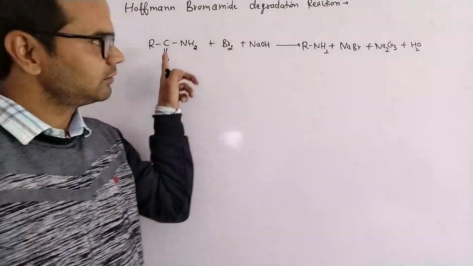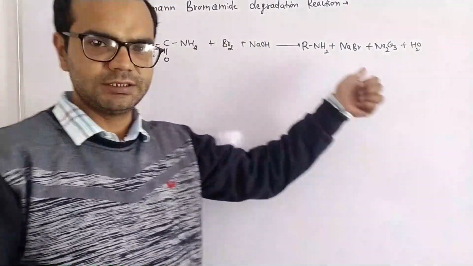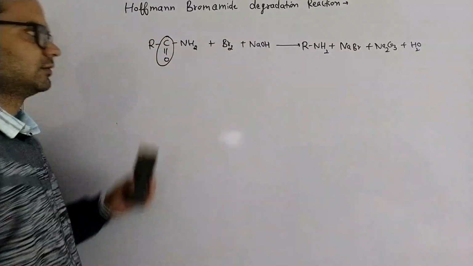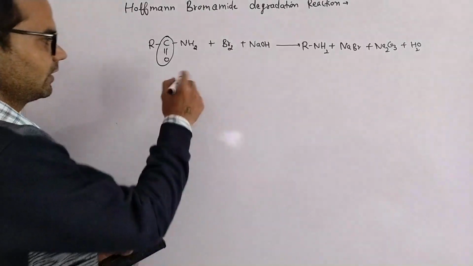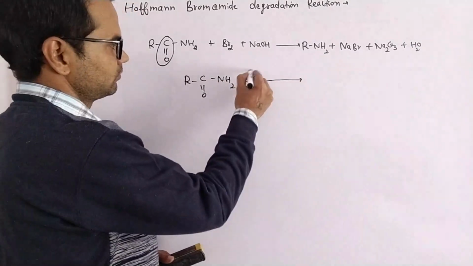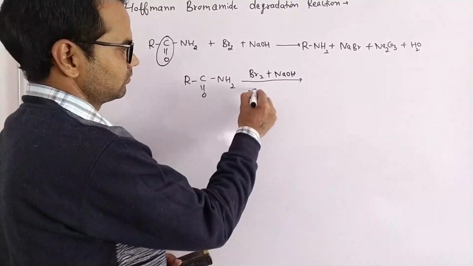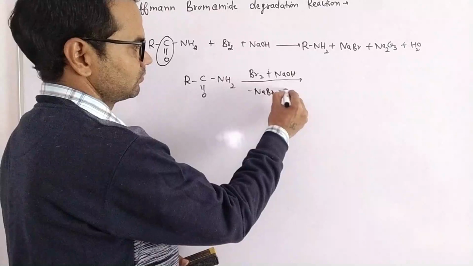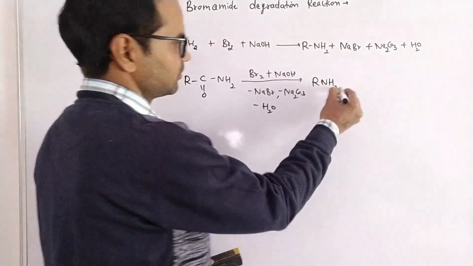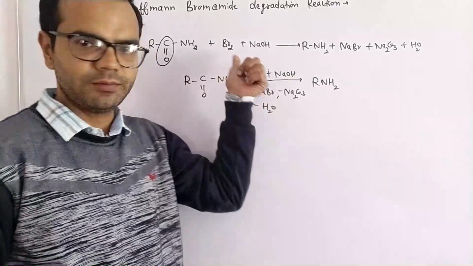CO2 is released here, which will form sodium carbonate with NaOH, and water is also released. So you just have to remove this group during the reaction. So simply we can rewrite it. Amides are converted into amines by the action of bromine with NaOH.